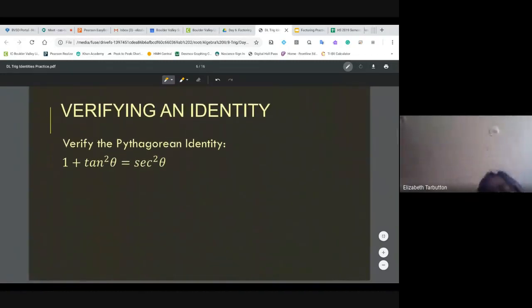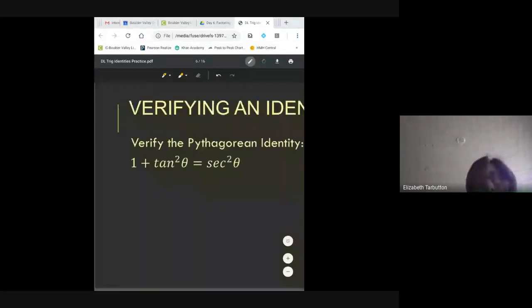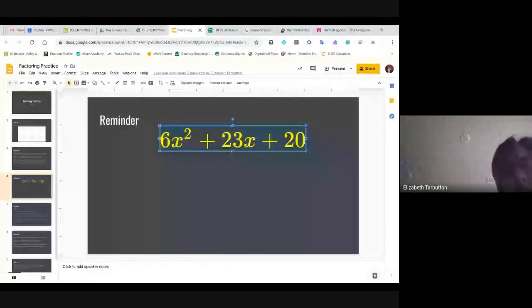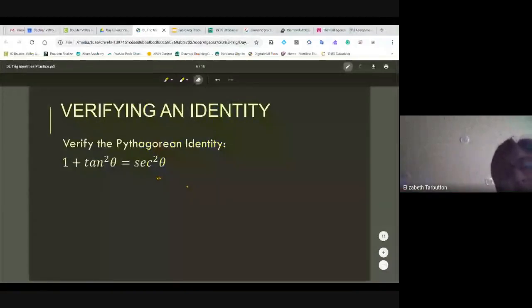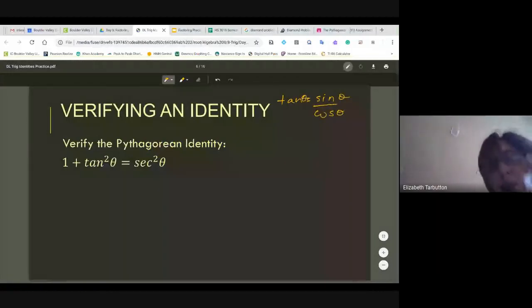Okay, so verifying an identity. You should have a list of things that you can substitute in for one of these identities. So we know things like tangent, for example, equals sine over cosine. We have all of these relationships that we can use. So what I want to do is take a look at this particular example.